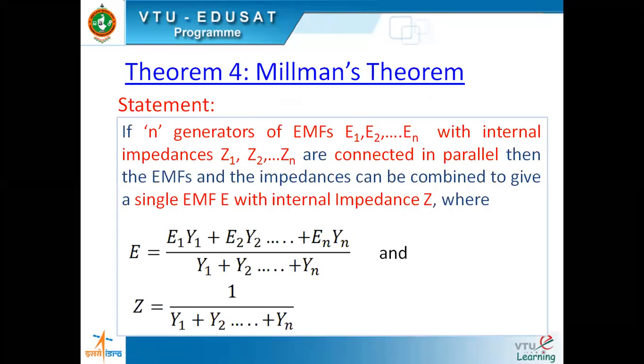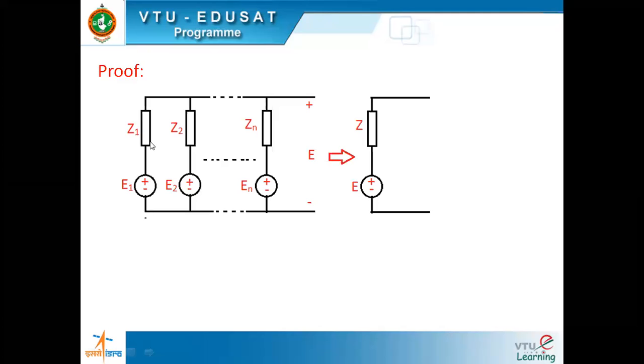For Millman's to be applicable, there should be a voltage source in series with an impedance, and such a combination should be in parallel with another such combination. Let any number of such combinations be there, but at least there should be two. Otherwise, if there is just one combination of voltage and internal impedance, Millman's theorem is of no use. So if there are multiple such combinations in parallel, then Millman says you can combine them to make one E and Z.